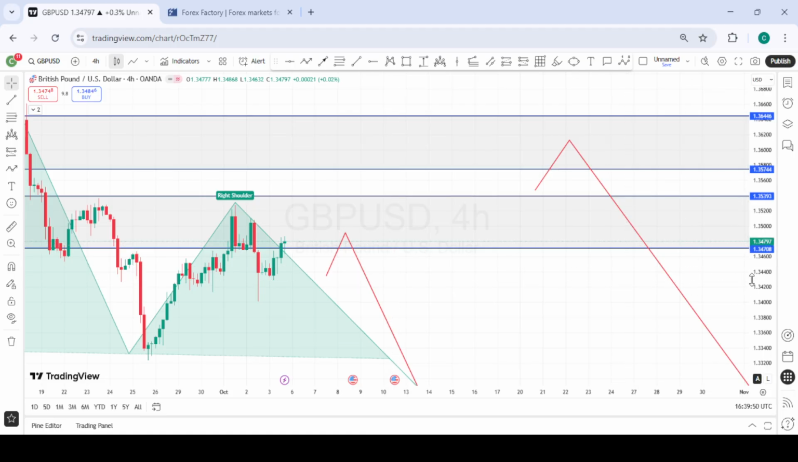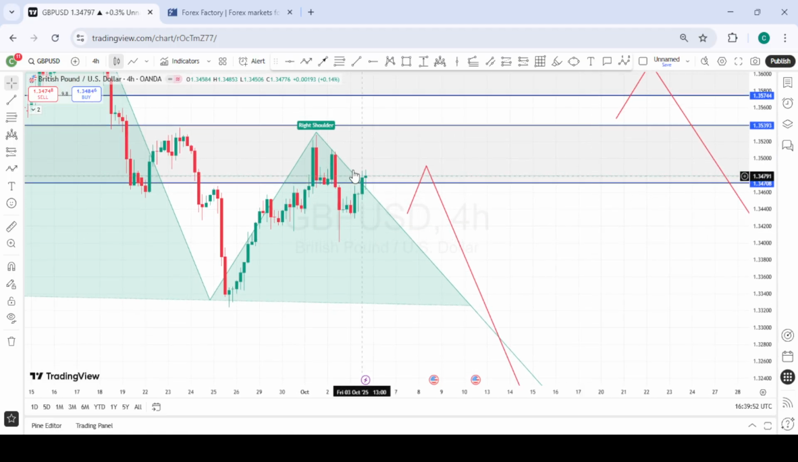So for the coming week, what we'll be looking out for is a selling confirmation, maybe a head and shoulders on a lower time frame, a double top on a lower time frame, a bearish engulfing candle on a lower time frame, and that's when we'll be interested in selling from this zone.